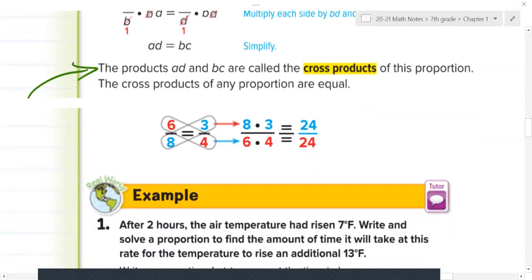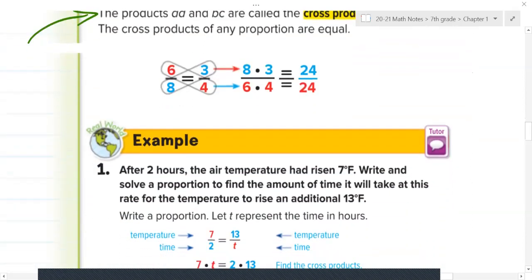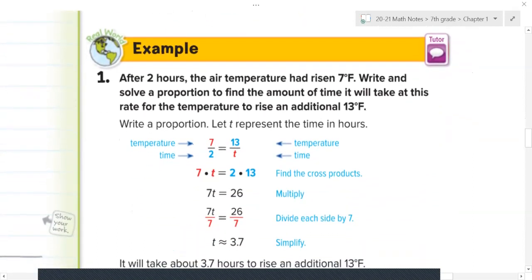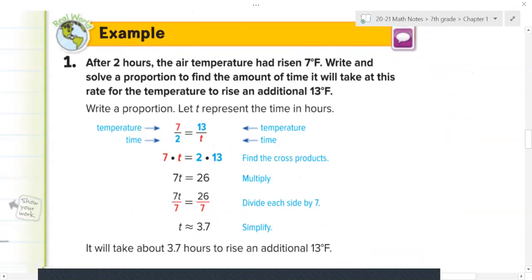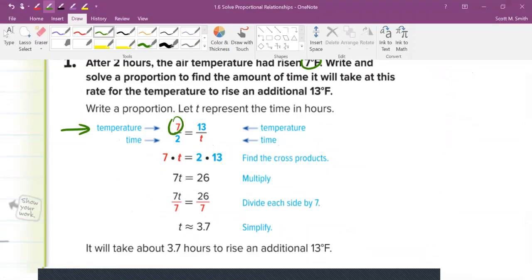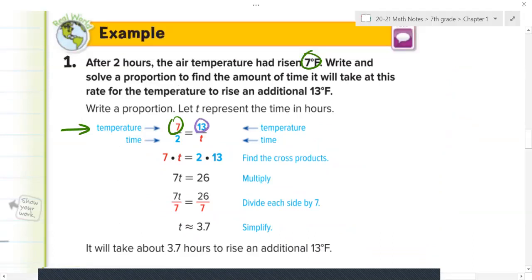So that might seem like a lot of words, but let's do an example. Example 1. After 2 hours, the air temperature had risen 7 degrees Fahrenheit. Write and solve a proportion to find the amount of time it will take at this rate for the temperature to rise an additional 13 degrees Fahrenheit. So what's happening in this one is we have the 7 degrees temperature, which is right here, and we also have the 13 degrees temperature, which is right here.